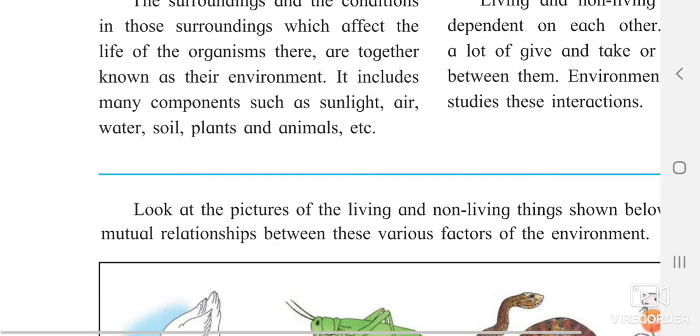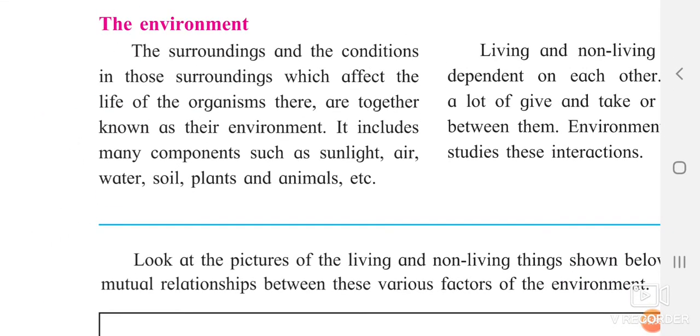We will start with this word environment. Our lesson is environmental balance, so we are going to see what the environment actually is. The surroundings and the conditions in those surroundings which affect the life of an organism are together said to be the environment. What is environment? In Marathi we call it Paryavaran. What is Paryavaran? Yes, the surrounding means your neighbourhood, and the conditions in that surrounding.